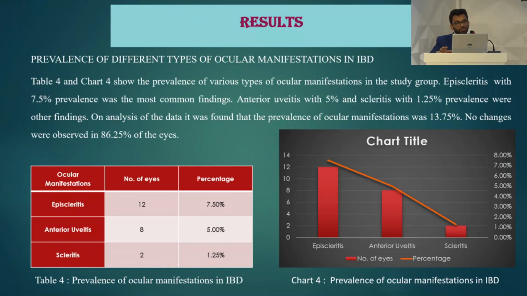In this chart, we have shown that in our study we have found episcleritis with 7.5% prevalence, which was the most common finding, and there was anterior uveitis with 5% prevalence, and scleritis with 1.25% prevalence. So total prevalence of the ocular manifestation was 13.75%, and 86.25% of the eyes were normal.